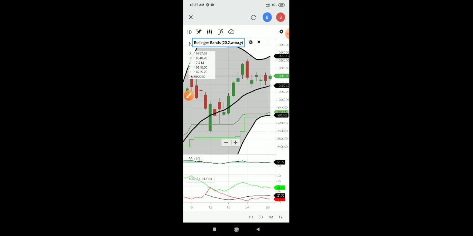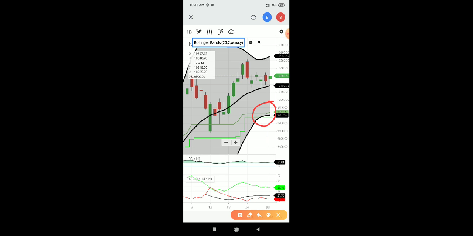See, the closing price of Nifty today is above super trend and ATR trailing stop losses. It's a clear indication of buying mode.